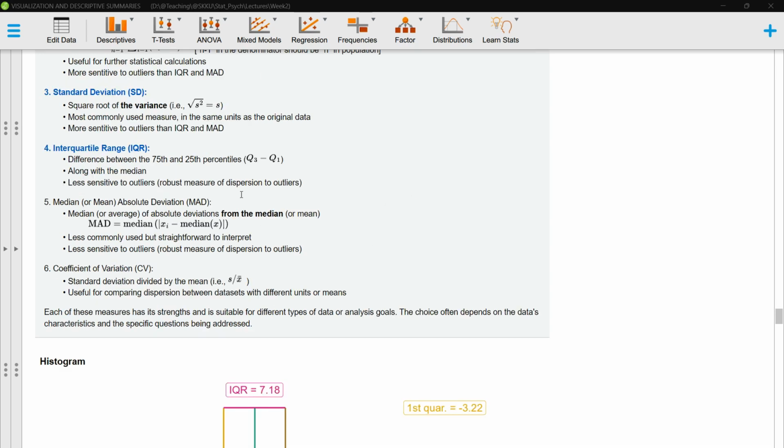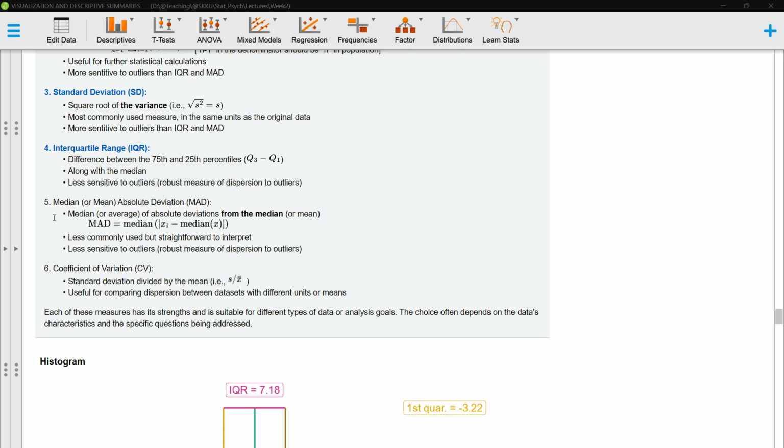And now, what are the IQR and MAD? The IQR, I already explained it. It is the difference between the third quartile and the first quartile, or the 75th percentile and the 25th percentile. It goes along with the median, as I explained before. The IQR is less sensitive to outliers. That is a robust measure of dispersion to outliers.